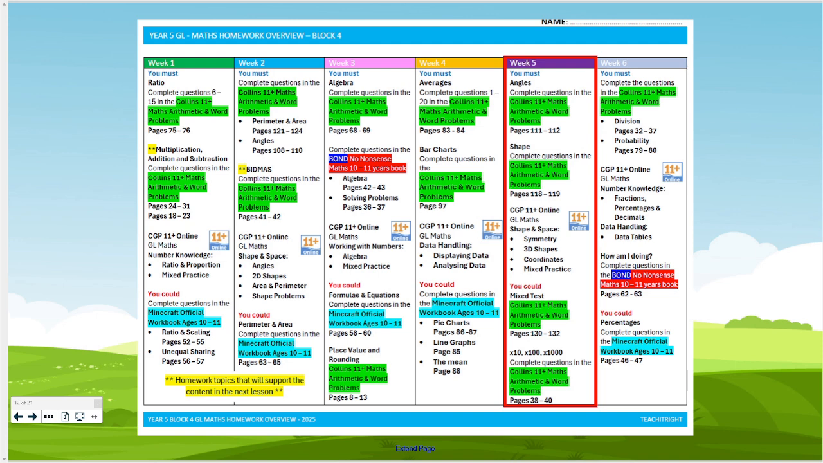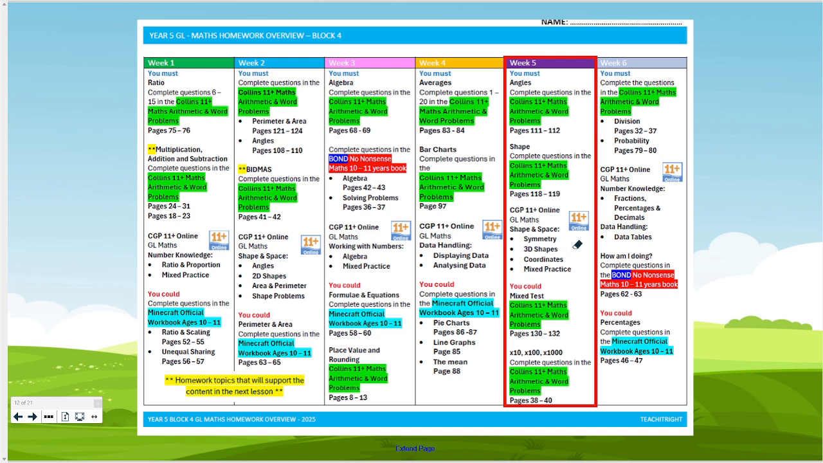This is going to focus on the task 4 GL assessment, and we're going to be looking at block 4 week 5's tasks. So having a little look at the homework overview, you can see here that in week 5 we've got angles to be looking at, and that's going to be on pages 111 to 112 in the Collins 11 Plus Maths, Arithmetic and Word Problem book. And we're also going to be looking at tasks around shape, same book, on pages 118 to 119.